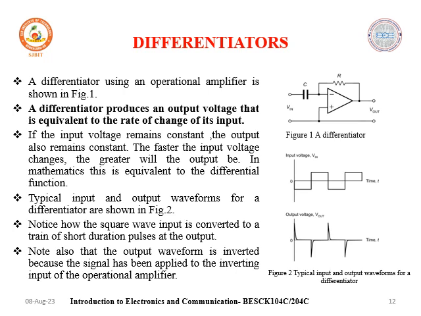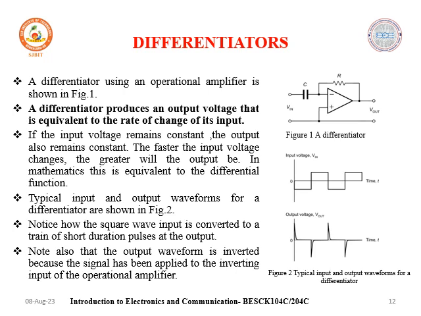The differentiator produces an output voltage that is equivalent to the rate of change of its input. If the input voltage remains constant, the output also remains constant. The faster the input voltage changes, the greater will be the output. In mathematics, it is equivalent to differential functions. So from this equation, Vout is minus RC d by dt of Vin.